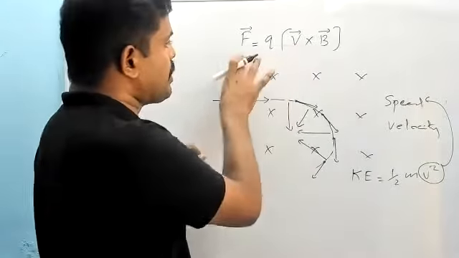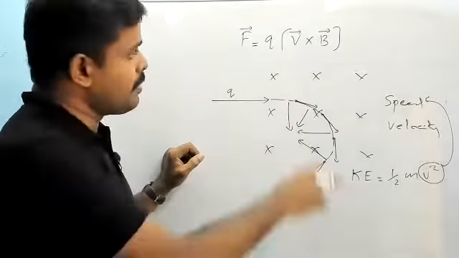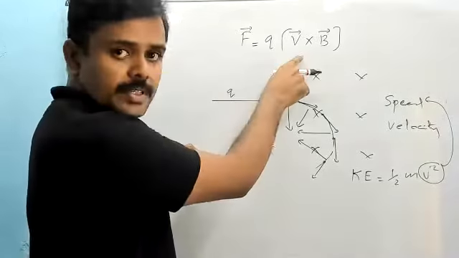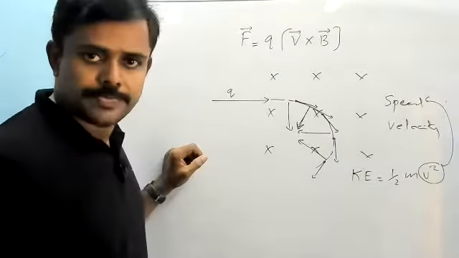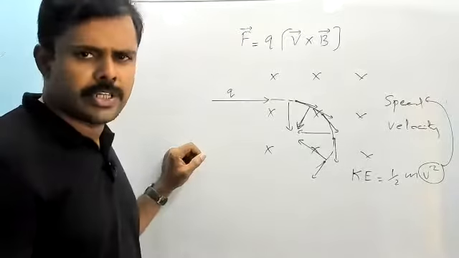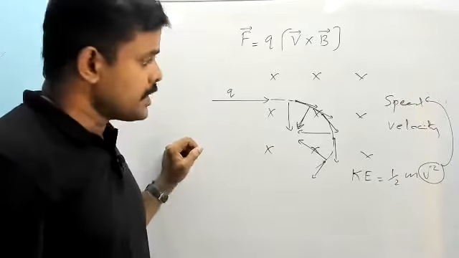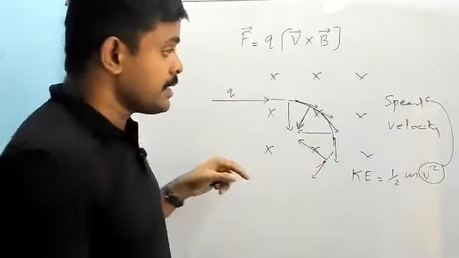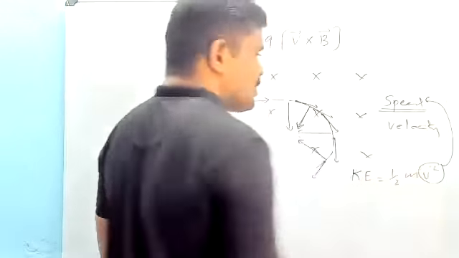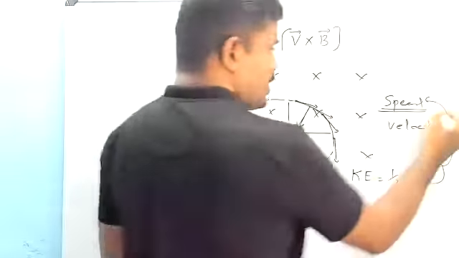V cross B will be perpendicular to F all the time. V will be perpendicular to F. That means velocity is here, so force should be perpendicular to it. So it is centripetal force all the time. Just know that it is centripetal force. So it actually takes a circular path like this. But while doing this, the speed remains unchanged. Speed is constant.